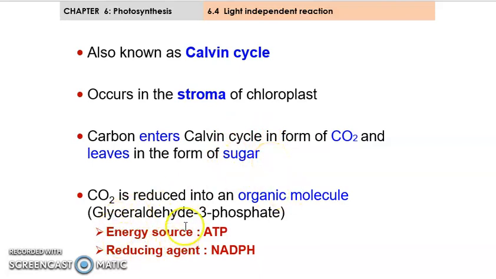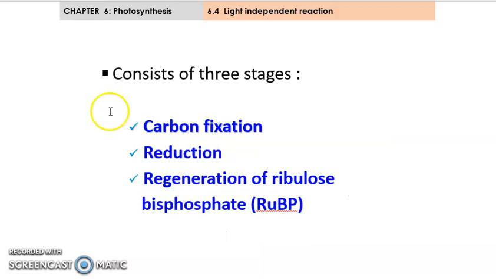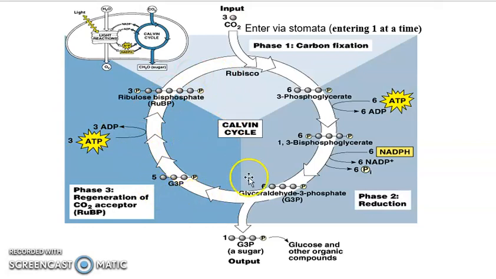The energy source for this process is ATP and the reducing agent is NADPH. If we refresh, where do ATP and NADPH come from? Both of these come from the light dependent reaction that we discussed earlier. The Calvin cycle consists of 3 stages. The first is carbon fixation, the second is reduction, and the third is regeneration of ribulose bisphosphate or RuBP. This is the overall process of the Calvin cycle.